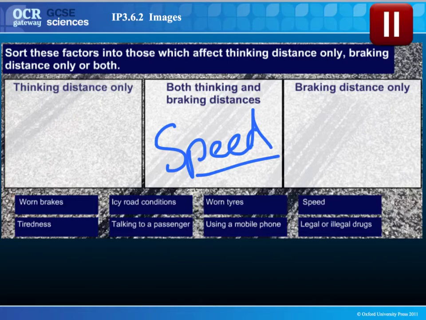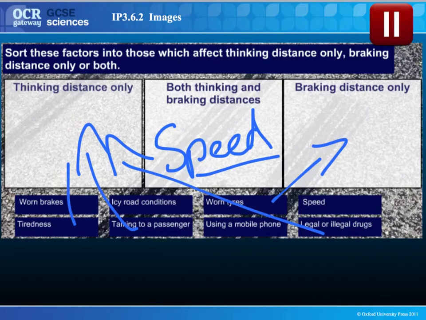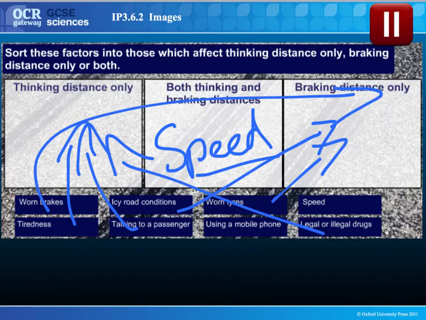So tyres would go into braking distance. Drugs would go into thinking distance. Talking to a passenger, distraction. Tiredness, distraction. Icy road conditions, braking distance. And worn brakes, braking distance.